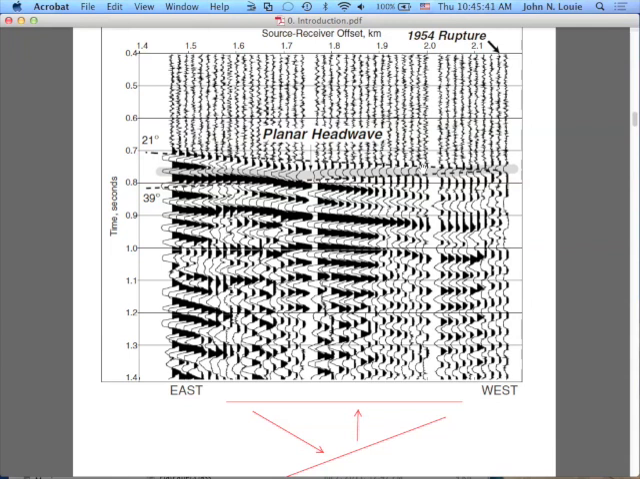Okay, so here's the first piece of evidence, directly in a pretty much raw record, that this fault has a dip that's about 30 degrees.